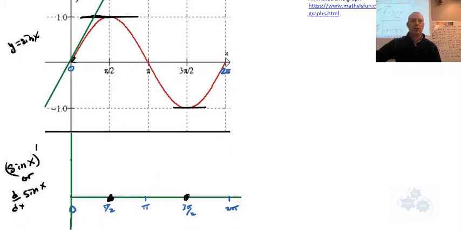So what we're going to do right here, at positive 1, we're going to make a point. All right? So where else would it be positive 1? Well, it would be positive 1 right here at 2 pi.